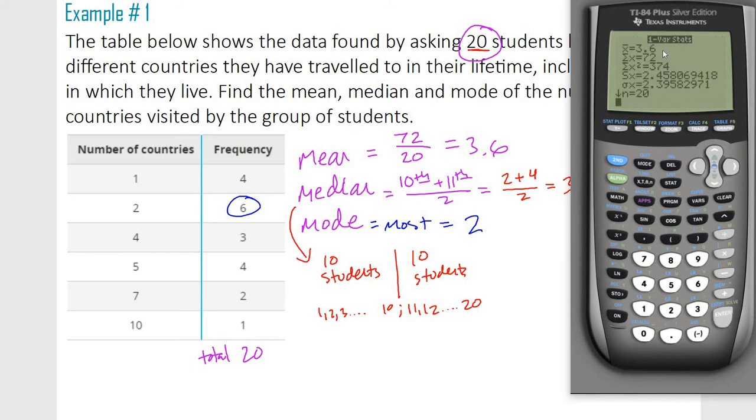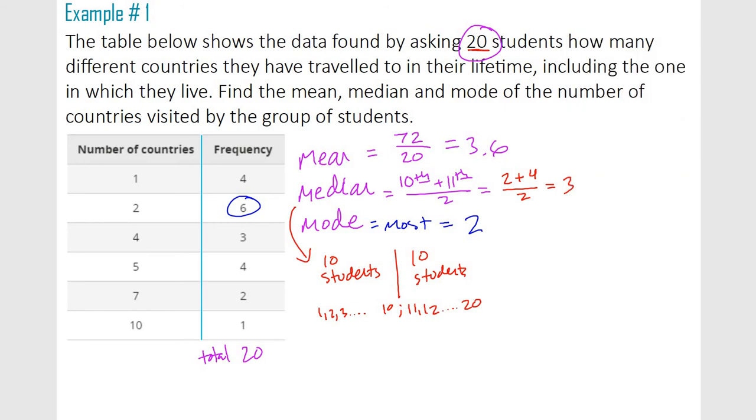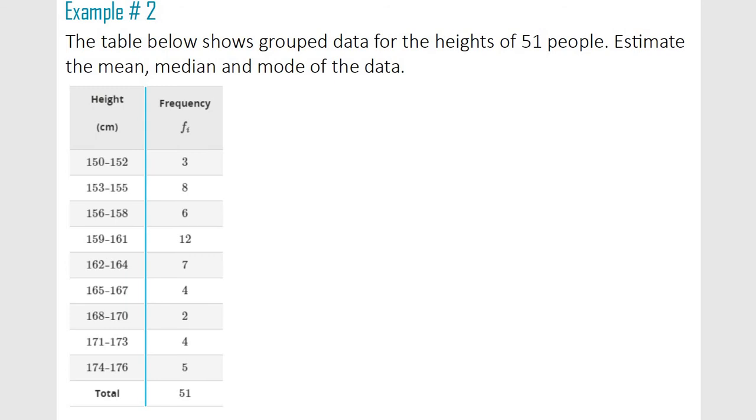The mean is 3.6. The median is 3, and they're not going to tell you the mode because that's pretty obvious to see. I don't think it's on there. Yeah, mode's not on there. Okay, all right, so let's do another one. Why don't you guys try this one?